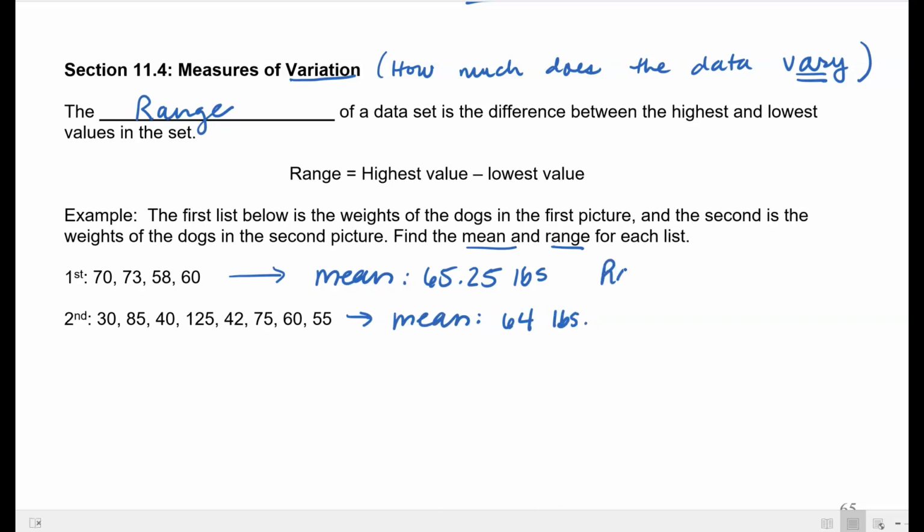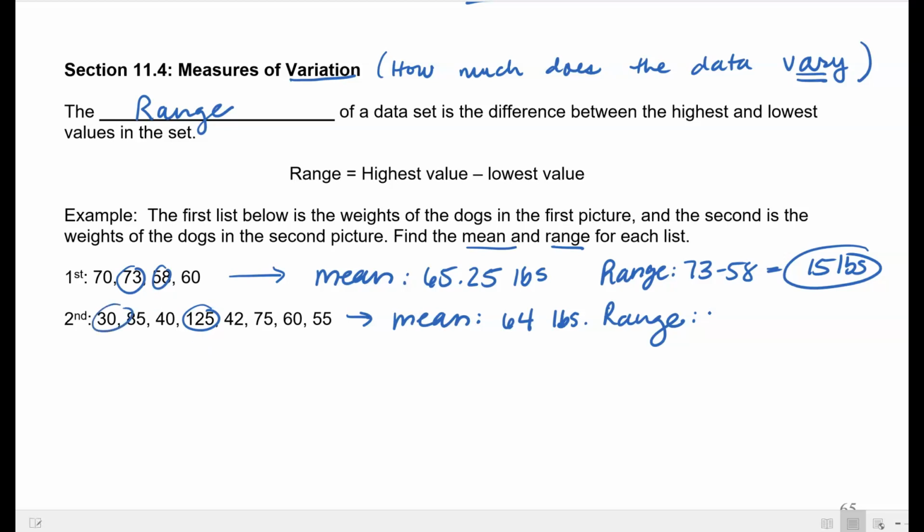Let's find the range. For the first list, we're going to take the high minus the low. The highest value looks like 73 and the lowest is 58. So 73 minus 58, we get 15 pounds. That's the range for the first one. For the second one, we're looking at the highest, 125, minus the lowest, which is 30, and the range is 95 pounds.